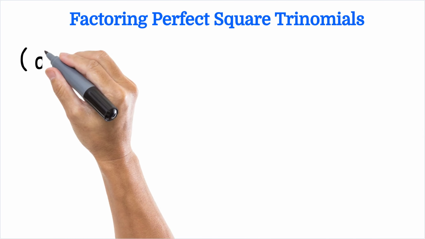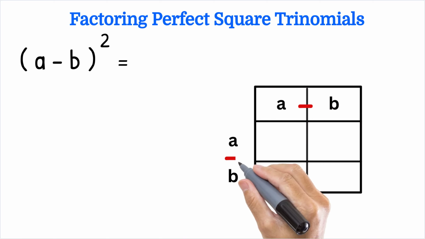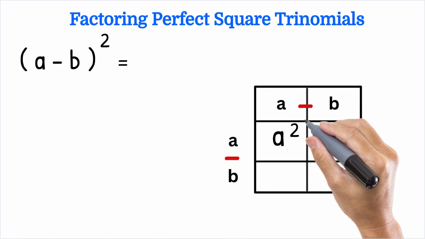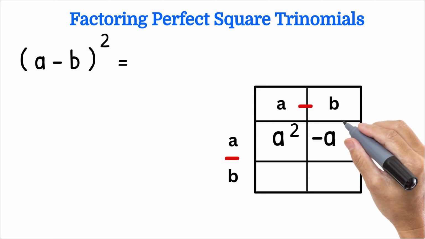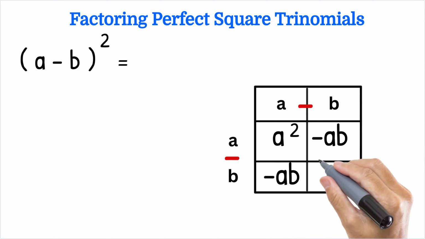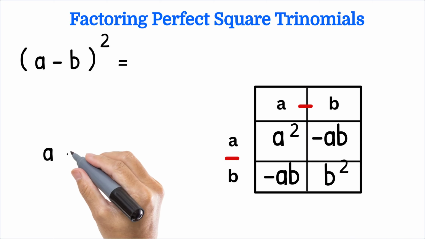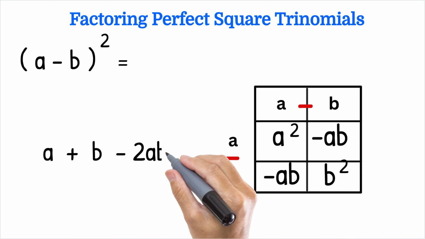Formula: (a minus b) whole square. Use the FOIL method to multiply. A times a is a square. A times minus b is minus ab. Minus b times a is minus ab. Minus b times minus b is b square, which adds up to a square plus b square minus 2ab.